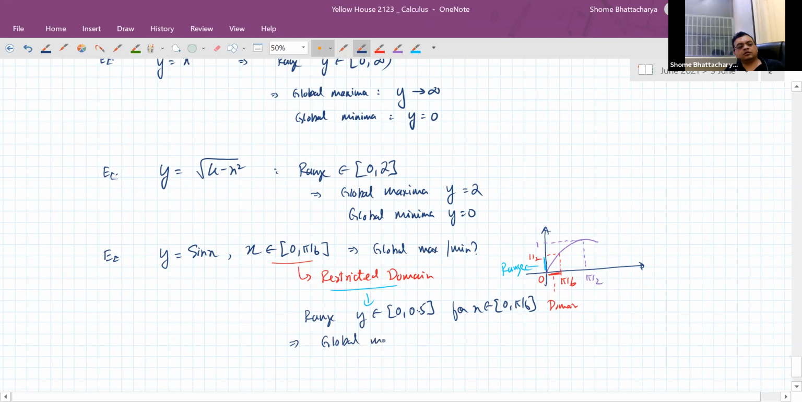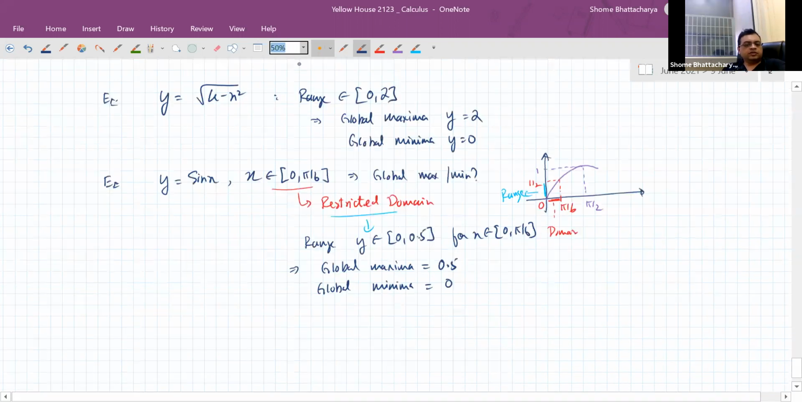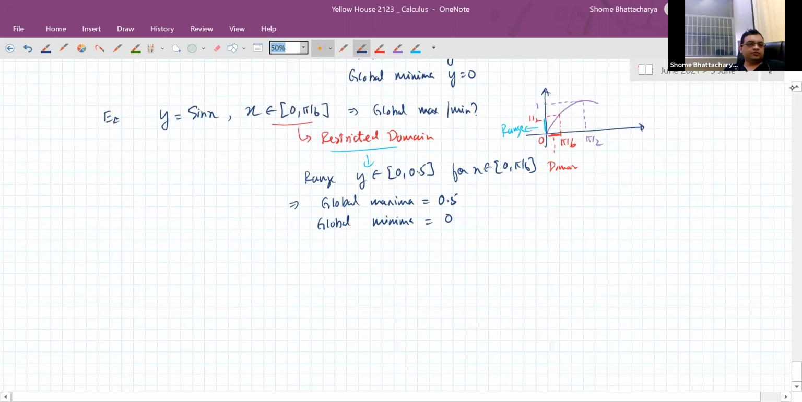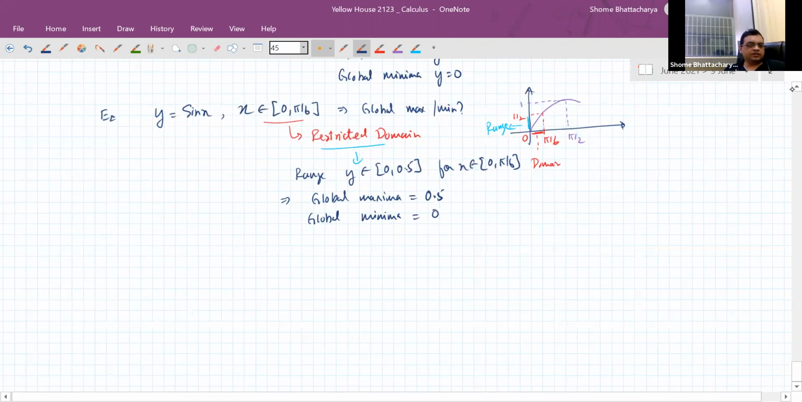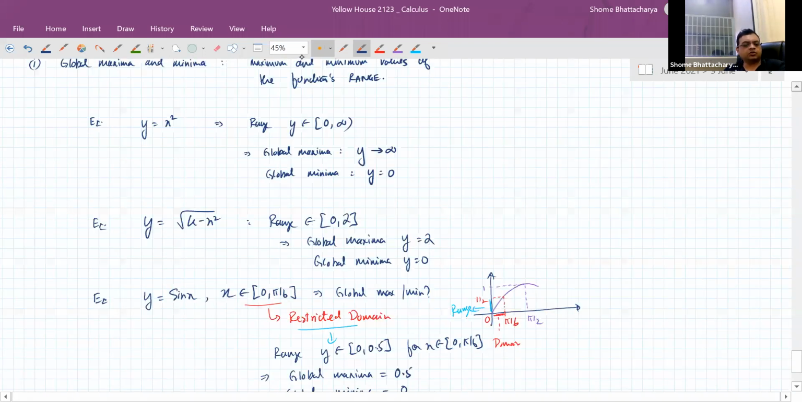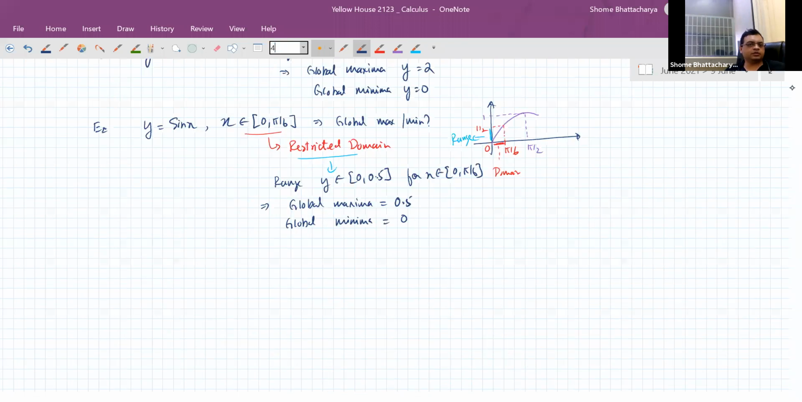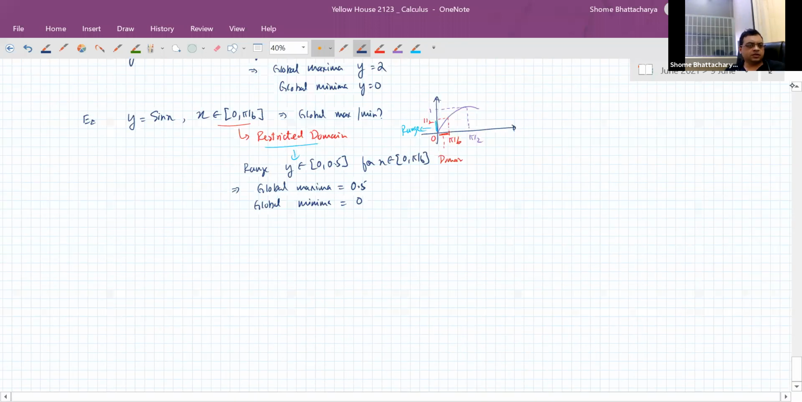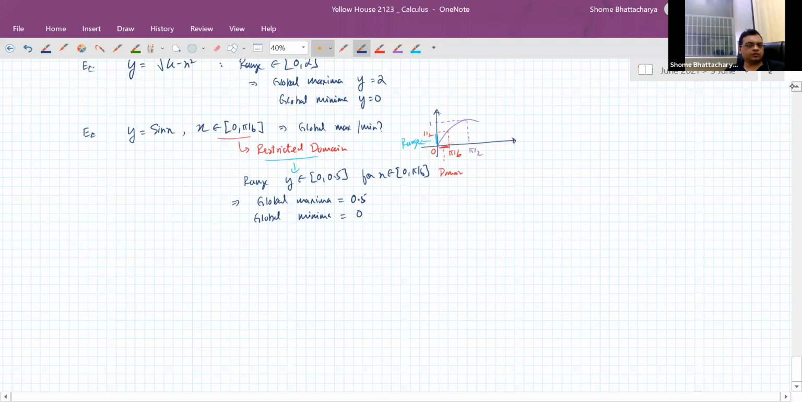So therefore, for this domain, the global maxima is 0.5 and the global minima is 0. So I'm just minimizing this a little, just go through the definition of global maxima and minima. It's very simple really, that if the range is known to us, then the upper limit of the range becomes the global maxima and the lower limit of the range becomes nothing but the global minima. So it's pretty simple really. It's all to do with the calculation of the range.